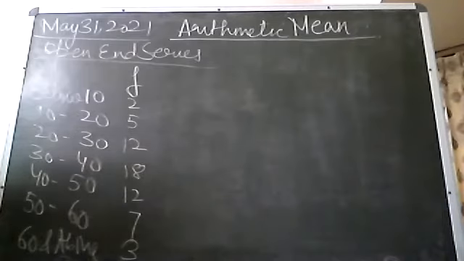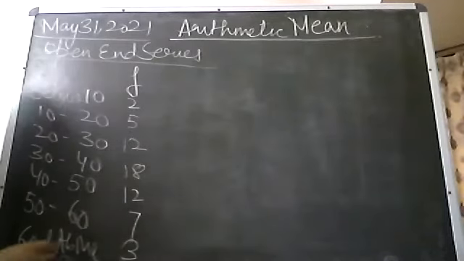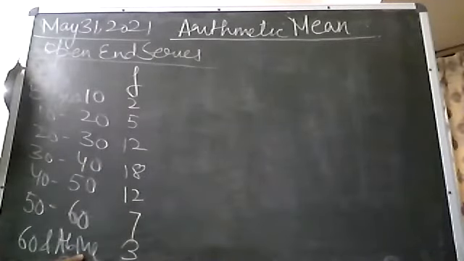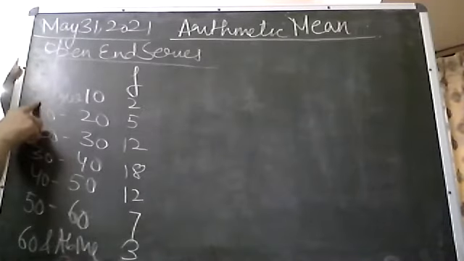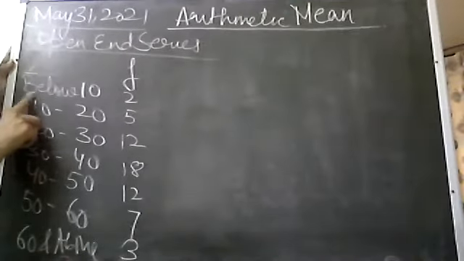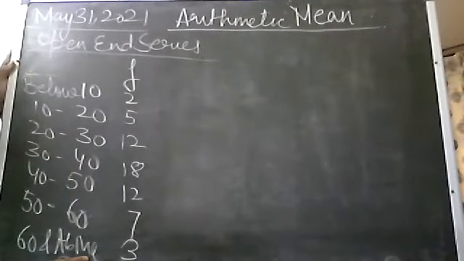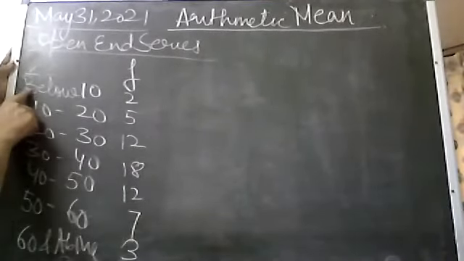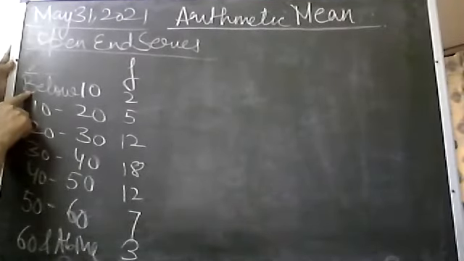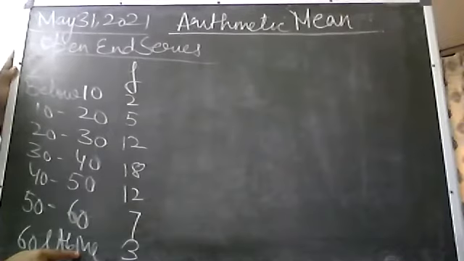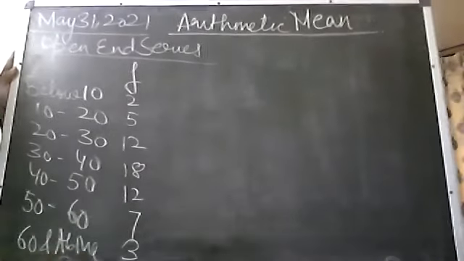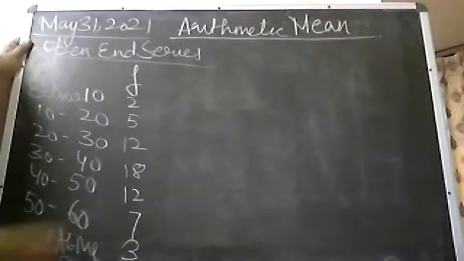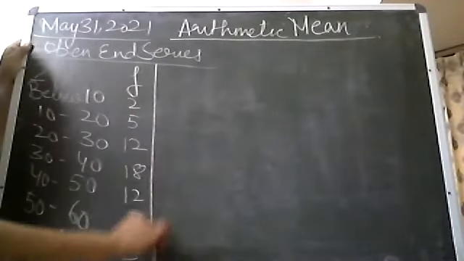So let me give you a refresher of what is an open-end series. An open-end series is the one whose lower class limit of the first class or upper class limit of the last class, or both, that is lower limit of first class and upper limit of last class, is missing. So this is an open end series. How to calculate arithmetic mean in case of an open end series?